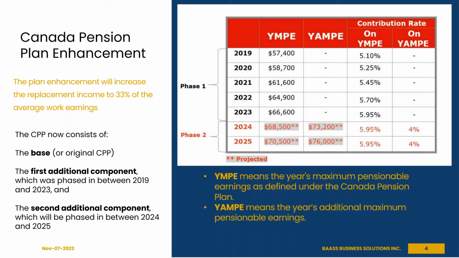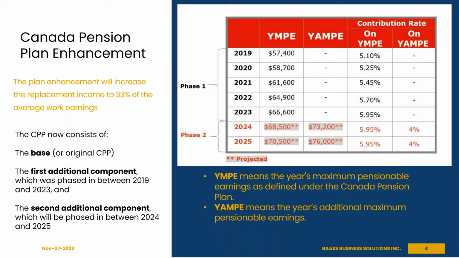There are two items here that I'm going to read the information on, and that is what YMPE stands for. So YMPE means the year's maximum pensionable earnings as defined under the Canada Pension Plan. And then the YAMPE, which could be new to some of you, means the year's additional maximum pensionable earnings. So what does this mean for you as an employee, you as potentially an employer, or for your employer?